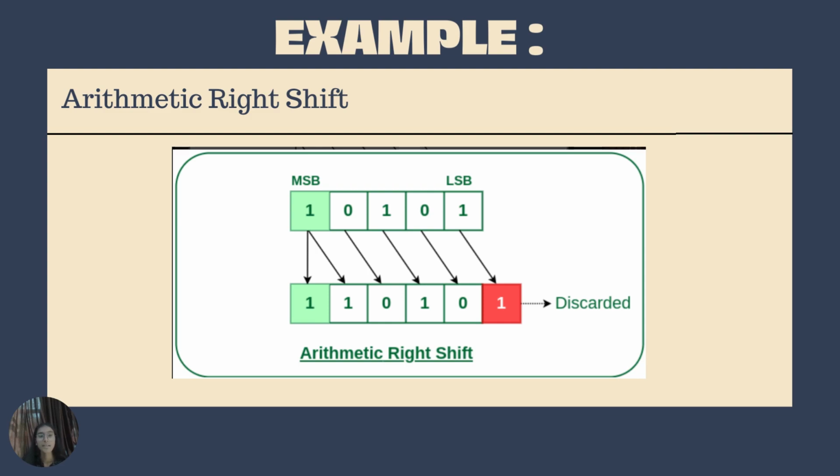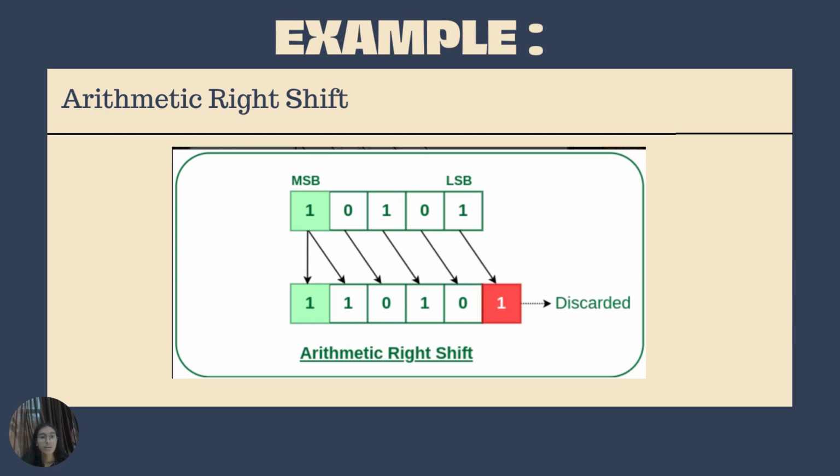Now this is the arithmetic right shift. Okay, so the number is 10101. The sign bit will be added to the MSB. If the sign bit is 0, then 0 will be added, and if it is 1, then 1 will be added, and the LSB is discarded. So our answer is 11010.